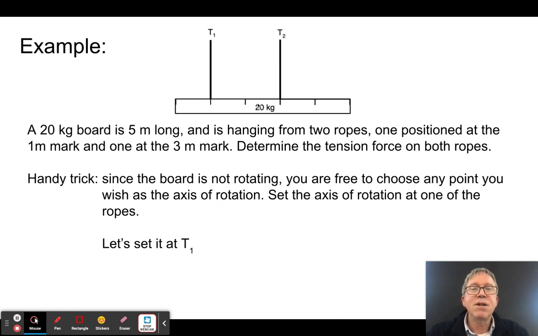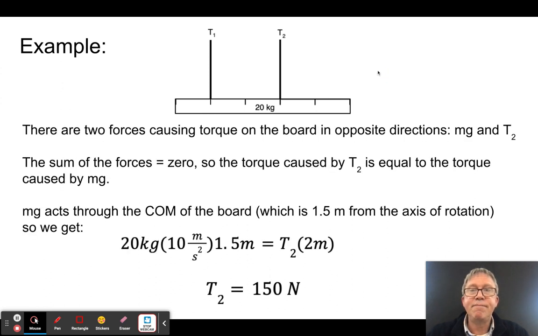So instead of having gravity and T1 and T2, I'm just going to say, let's call T1 right here. That's the axis of rotation. Since T1 is passing the axis of rotation, it causes no torque. Therefore, there are only 2 torques to worry about: gravitation acting on the center of mass, and T2 acting 2 meters away from the axis of rotation. But you got to be careful. I have to remember that the 1 meter mark is the axis of rotation, not the 0 meter mark. Let's give it a try.